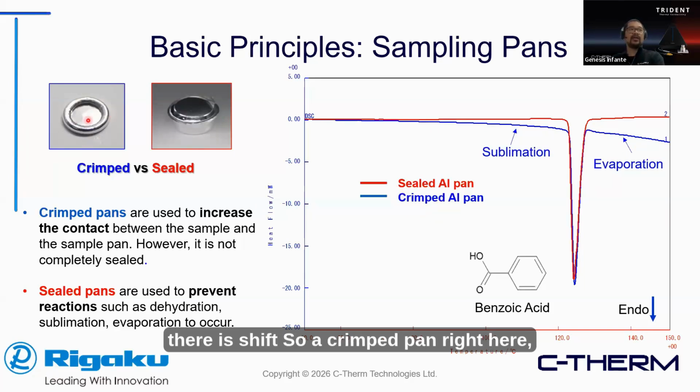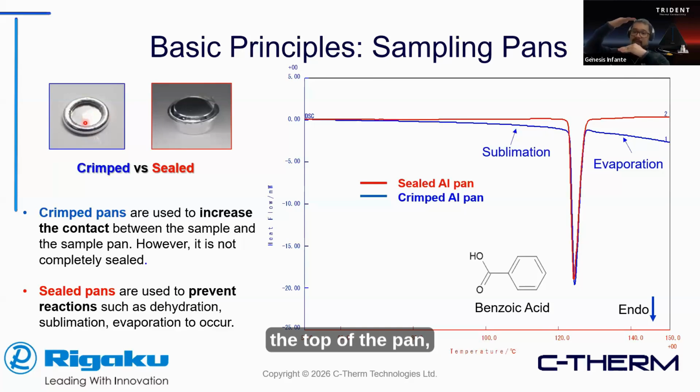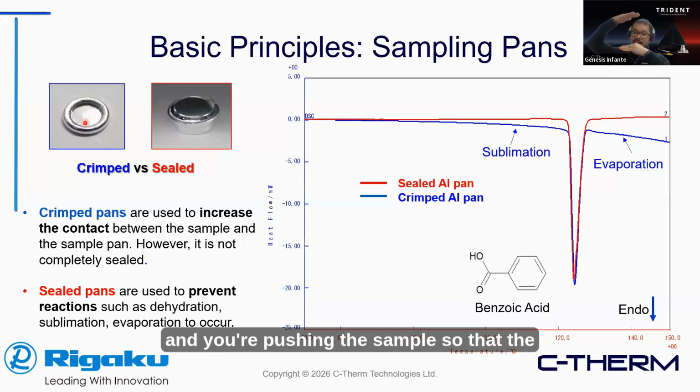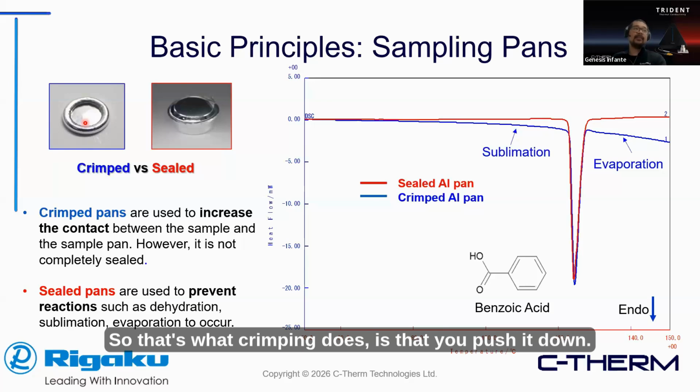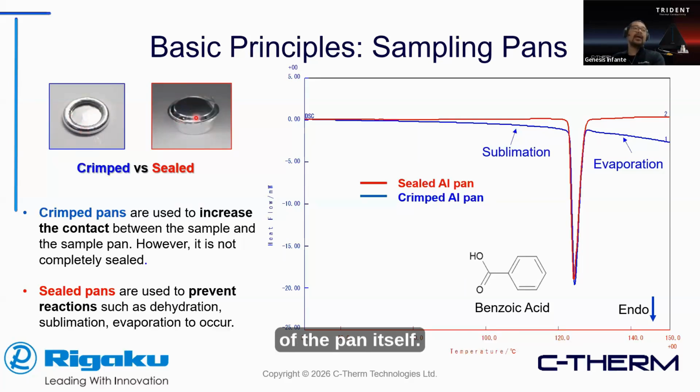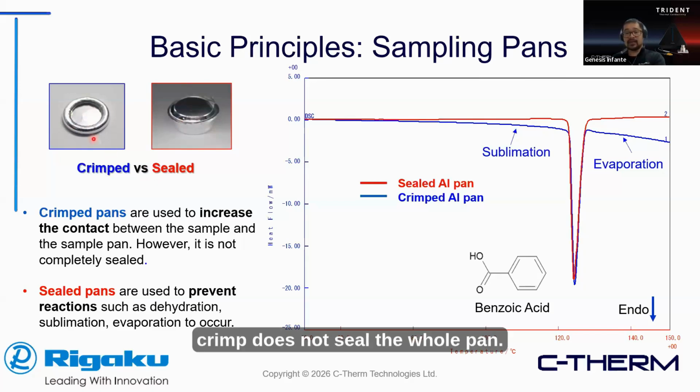With a crimped pan right here, what you're doing is pushing down the top of the pan and pushing the sample so that the sample has maximum contact with the bottom of the pan itself. Again, that is related to the quality of the signal you'll get, because the more contact you have, the less heat transfer will be lost. So that's what crimping does: you push it down as much as possible without compromising the structure of the pan itself. However, crimping does not seal the whole pan.